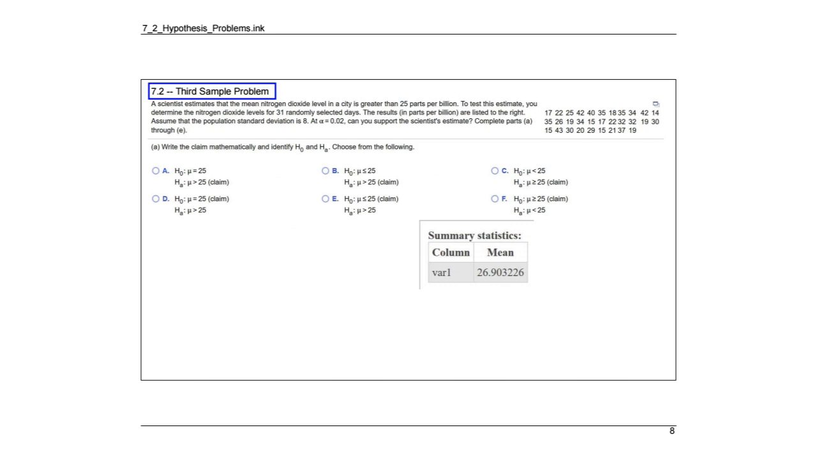Okay, one more. So a scientist estimates that the mean nitrogen dioxide level in a city is greater than 25 parts per billion. So the mean is greater than 25. That's my claim. Because that's a greater than sign and not an or equal to, that's going to be my alternative. My null hypothesis will be that the mean is less than or equal to 25. Okay, so that looks like B.